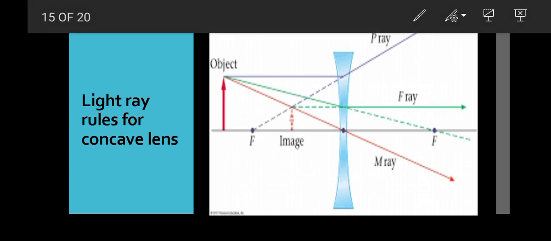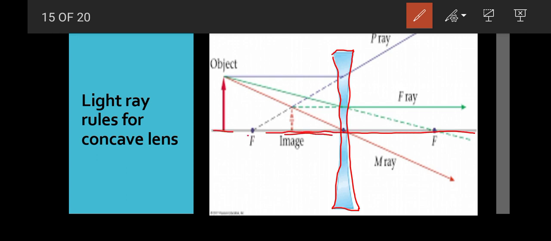Let's see the diagram. Here you can see a concave lens. Again you have to follow the same rules. First of all, you have to draw the principal axis, then the vertical axis of the lens, and the optical center. Now take the first ray. It is parallel to the principal axis. After refraction, what should happen? It should pass through the focal point, but as you can see, the light ray gets diverged.